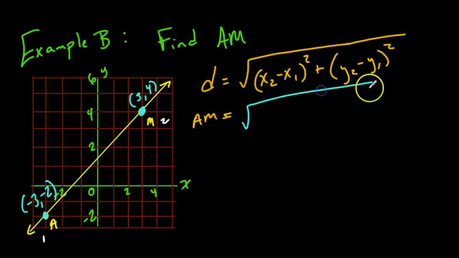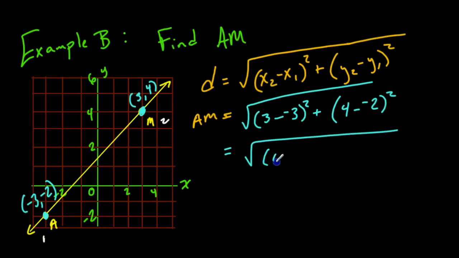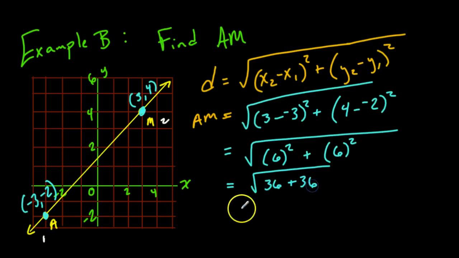Alright, x2 minus x1, that's really going to be 3 minus negative 3 squared plus y2, which is 4 minus y1, negative 2 squared. Calculation now, 3 minus negative 3 is going to give us 6 squared, and 4 minus negative 2 is also going to give us 6 squared. So we're dealing with the square root of 6 squared is 36 plus another 36, which equals the square root of 72. So I know that AM equals the square root of 72.